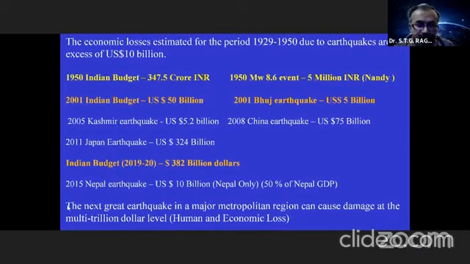Now, the 2015 Nepal earthquake, magnitude 7.8, had an economic loss of around $10 billion in Nepal alone, and almost 50% of Nepal's GDP was consumed by this earthquake itself. They say that Nepal has become poorer by 50%. So earthquakes mean not only human loss, the economic losses are also going to be very high whenever there is an earthquake.